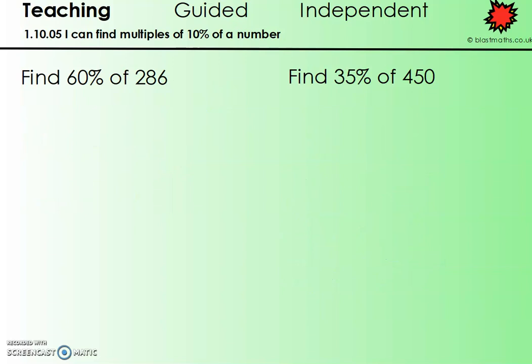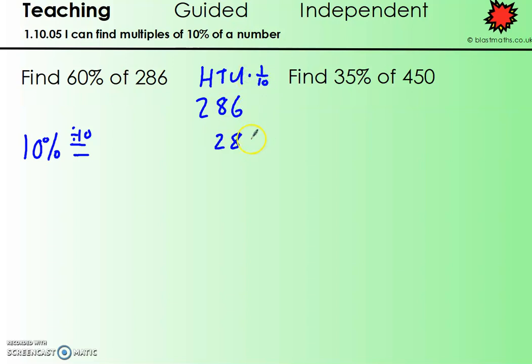Another couple of examples here. So 60%, you'll notice now that the 0 has gone on this one, so from before when I was describing it as 286 this time, I'm finding 10%, and I do that by dividing by 10, so let's have a look what happens. Well, the 200 becomes 20, the 80 becomes 8, and then our next value is the tenths, so instead of 6 units we've got 6 tenths, so I've got 28.6 here.